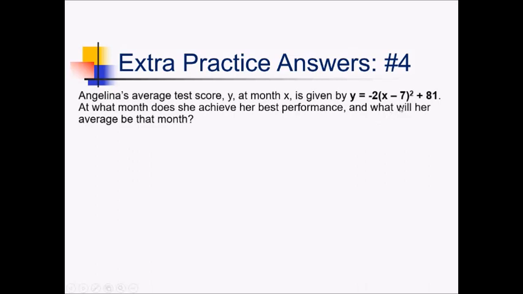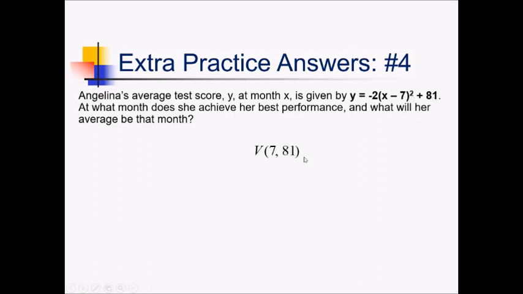So the x value of our vertex is whatever I'm subtracting from x inside this squared parentheses. Since I'm subtracting 7, that means the vertex value of the x is 7. And then the y value of the vertex is whatever I'm adding outside the squared parentheses. So that's 81 in this case.